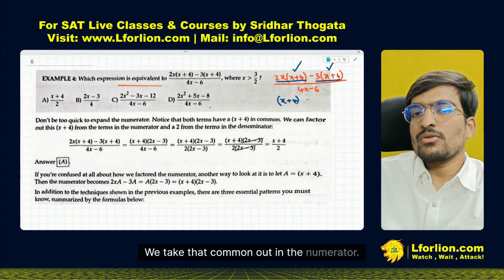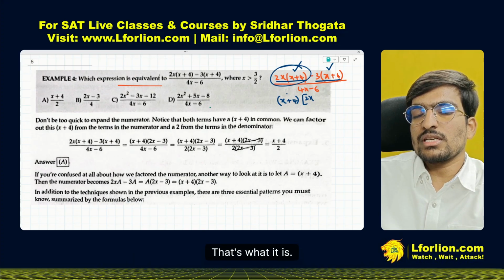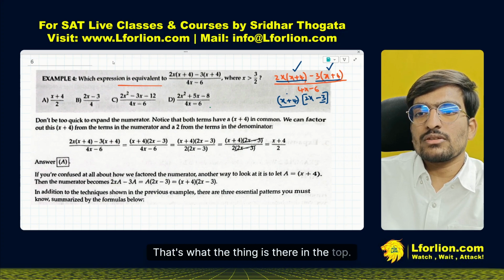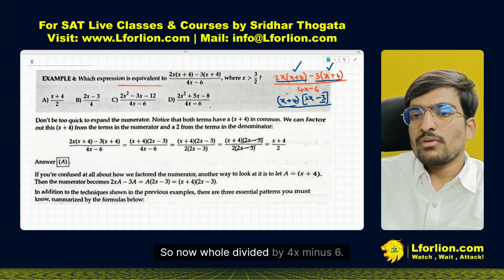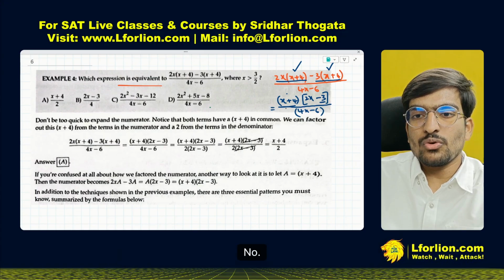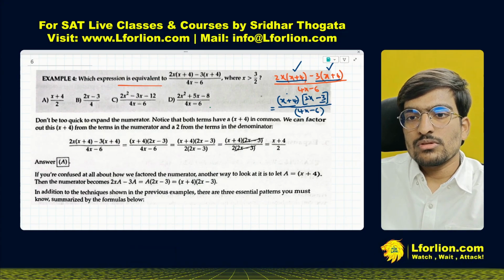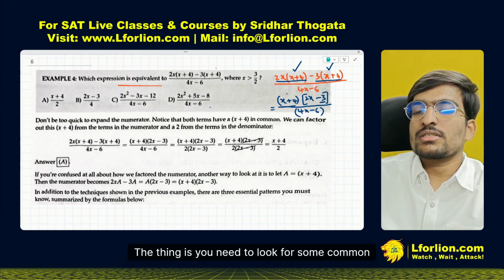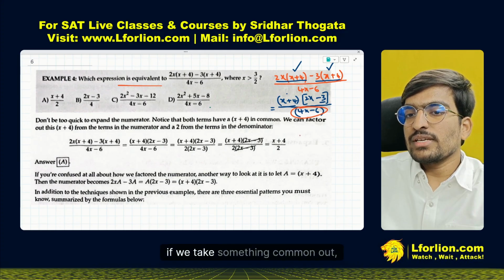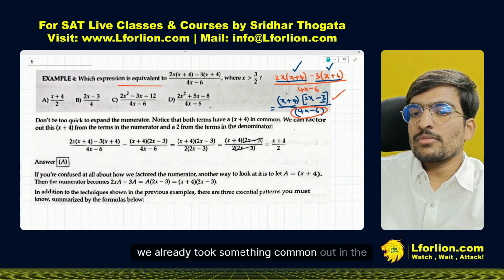We take that common out in the numerator, so we need to write what? x plus 4 into 2x, that's what it is. And then negative 3. Why? x plus 4 times 3, that's what is there in the top. So now the whole thing divided by 4x minus 6. Fine. But do we have that kind of option in the options? No. What can we still do? You need to look for some common thing. You see this 4x minus 6, if we take something common out, we already took something common out in the numerator.